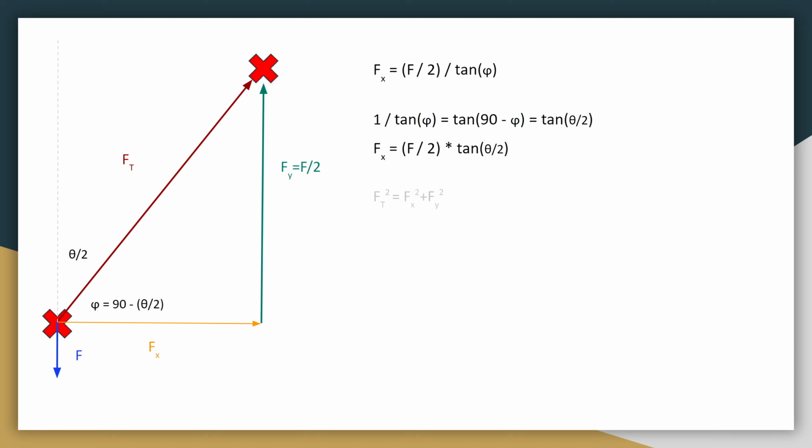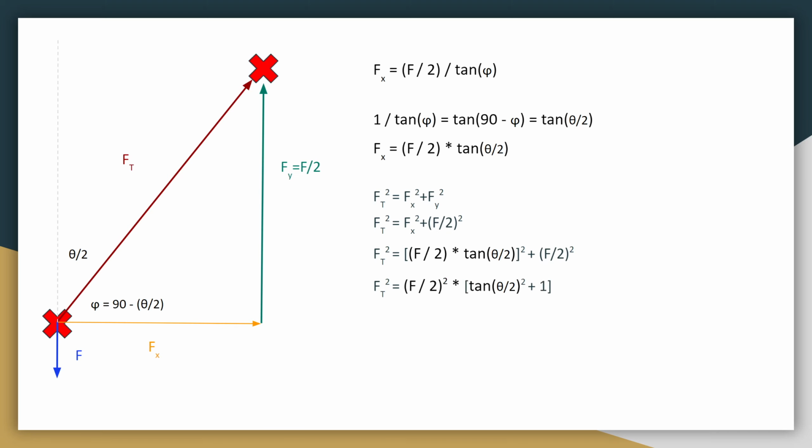All right, time to solve for this component for the total tension on the carabiner. So f sub t squared equals f sub x squared plus f sub y squared. I already know f sub y, and I also just solved f sub x, so I'm going to plug it in. To make things immediately easier, I'm going to take out this f over 2 squared term. So I know that f sub t squared is f over 2 squared times tangent of theta over 2 squared plus 1. And yeah, this may seem to be a little complicated.